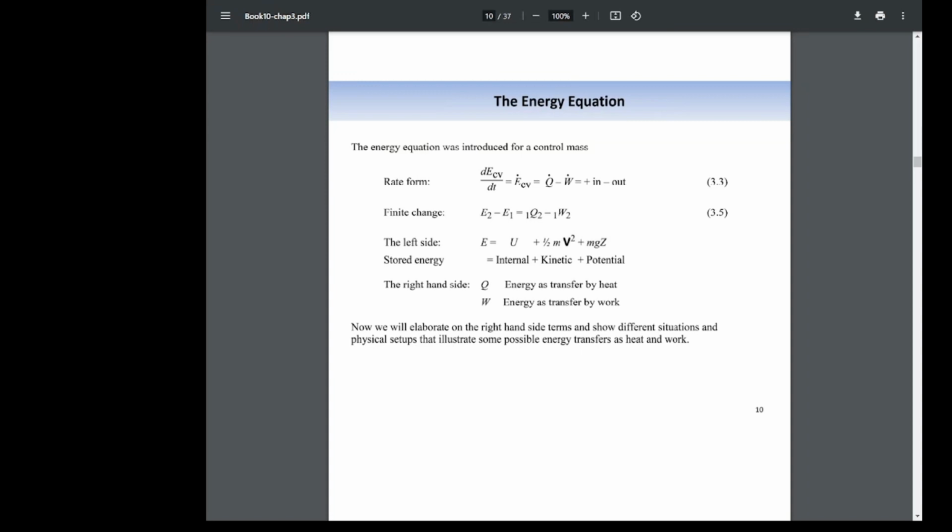Okay. If we're talking about a finite amount of time, or between two time periods, we could rewrite the equation like this, which we looked at previously. And here's the left side of our energy equation. And then the right side, we had the Q and the W, right up here. Okay. Now we'll look at the right-hand side terms and how different situations and physical setups, and look at some possible energy transfers as heat and as work.